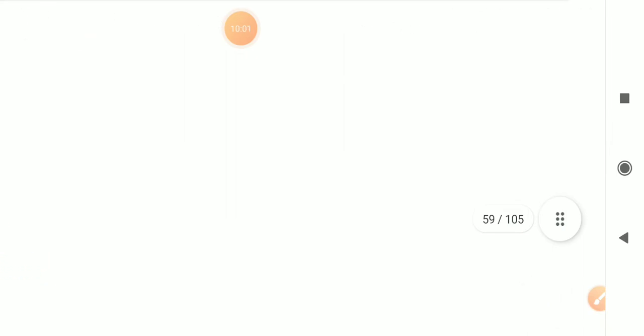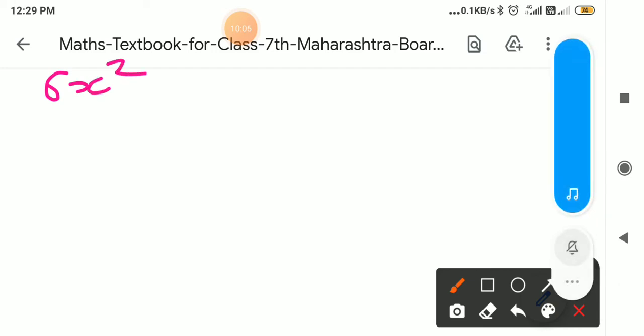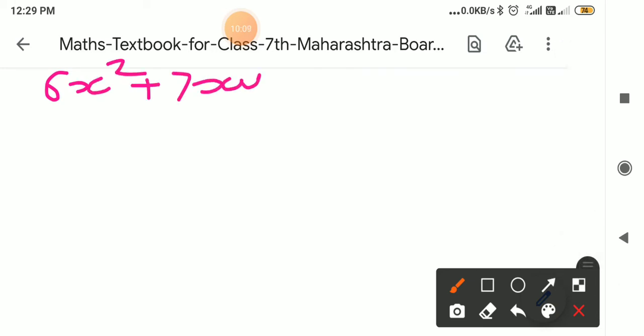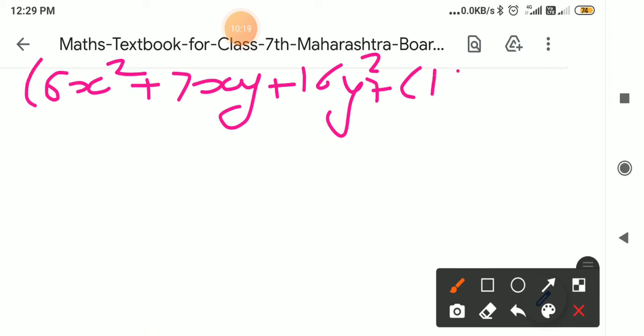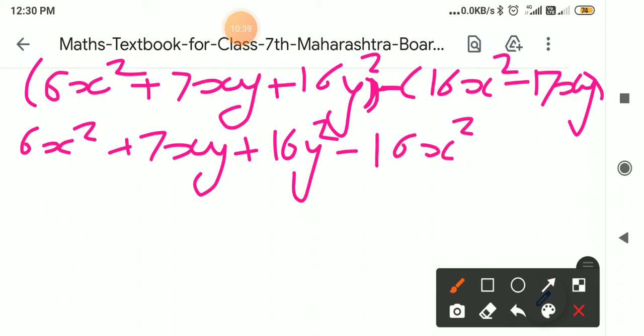First of all, we will solve it by the horizontal method. So here 6x square plus 7xy plus 16y square minus, in brackets, 16x square minus 17xy. As I told you before, the negative sign is here with the bracket. First of all, write the first bracket as it is. Then the second bracket's signs will change. Plus 16x square is there, so it will be minus 16x square, and minus 17xy will be plus 17xy.